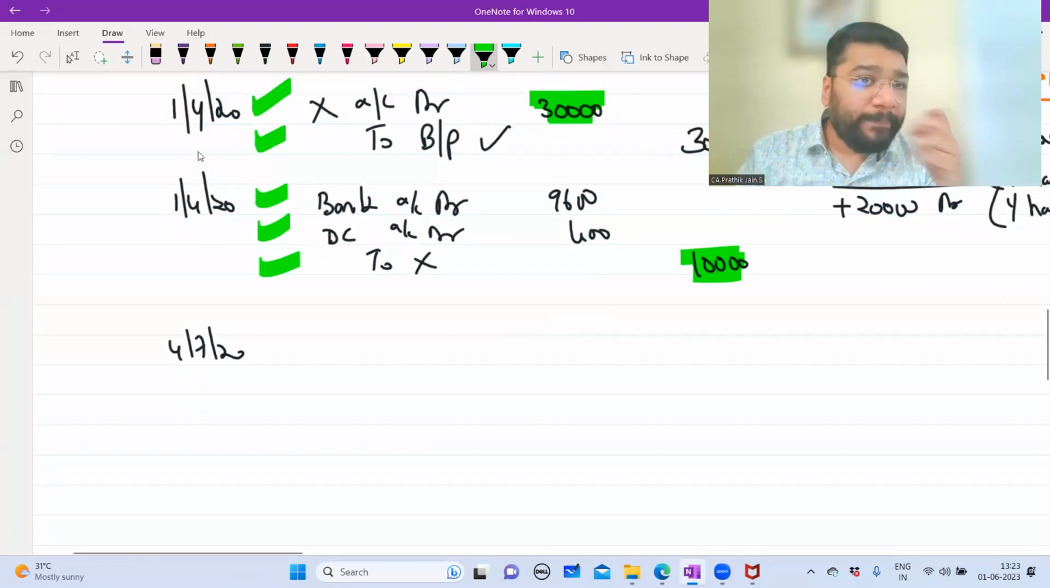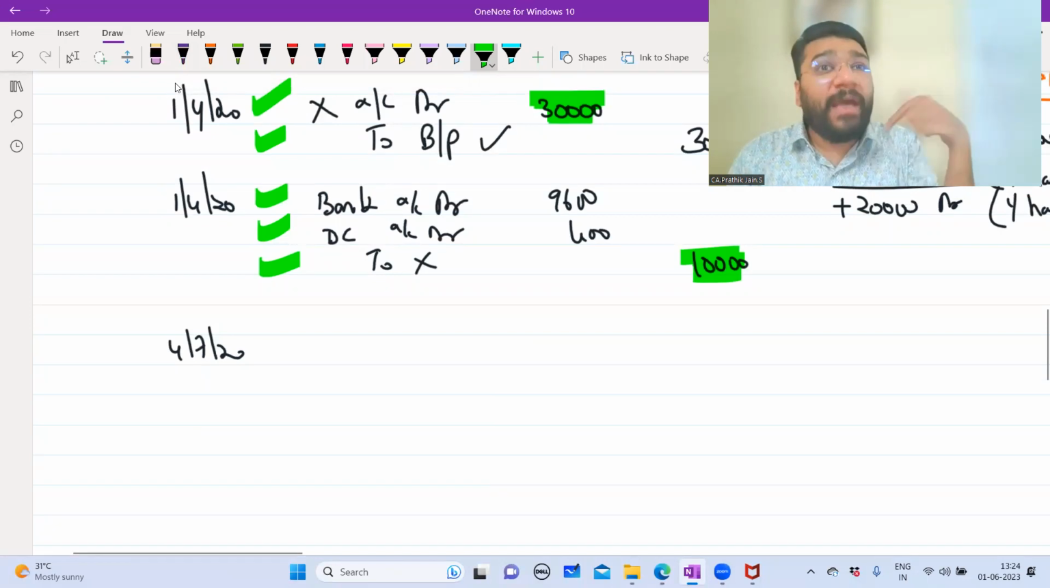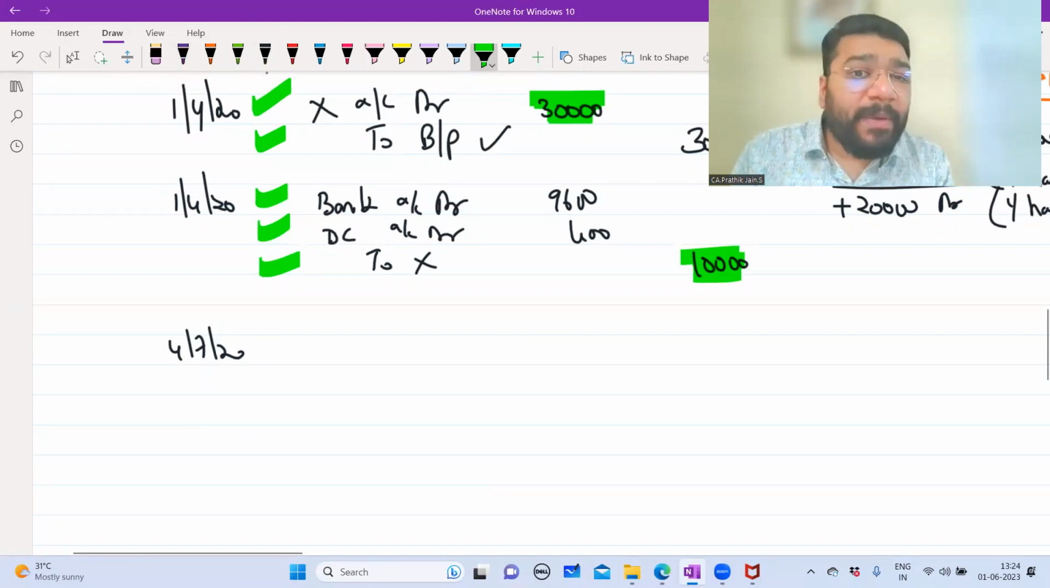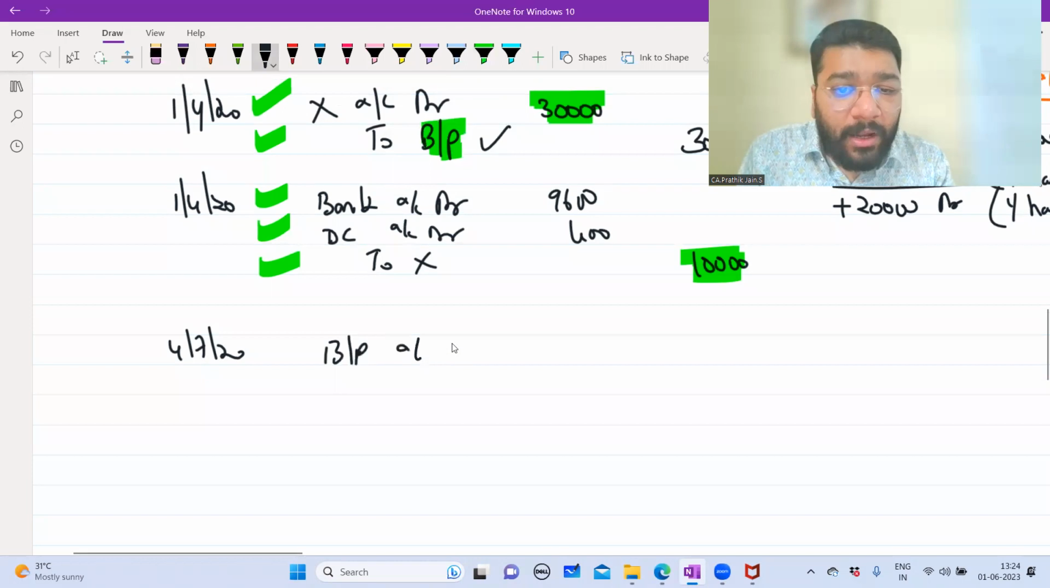So what is the payment entry? We are making the payment. We are settling the bills payable. So bills payable is paid to the holder of the bill. So I need to cancel the liability. So it will be bills payable account debit to.